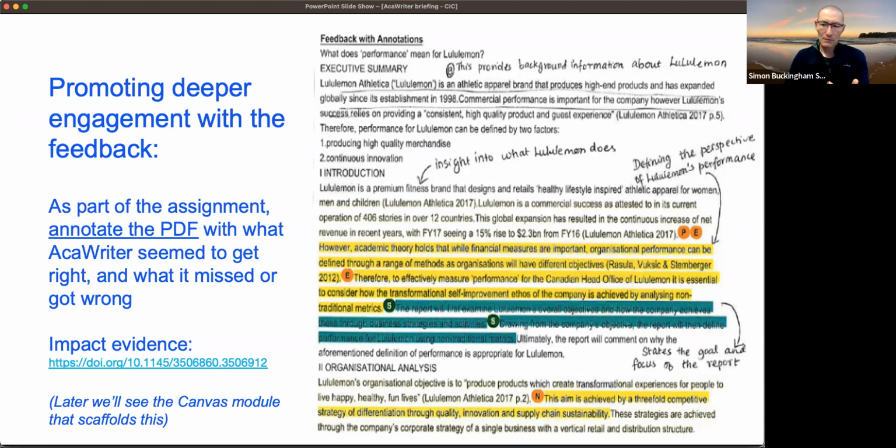Okay, so this is an example where the academic is very engaged with trying to improve the students' written communication skills and is literally changing an aspect of their assignment in order to include a few points to evidence critical engagement with AcaWriter. They don't have to agree with everything, but we want to see critical engagement. And later on, we'll show you a Canvas module that Lisa in the team has developed to scaffold this activity. So you can drop that module into your course if you want to scaffold this reflective engagement activity.